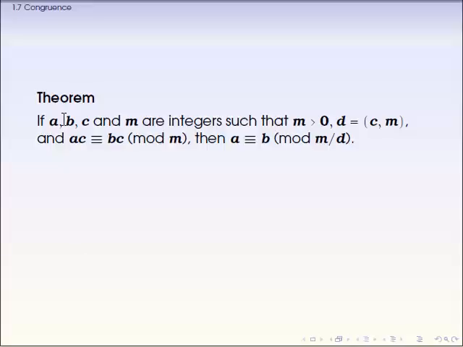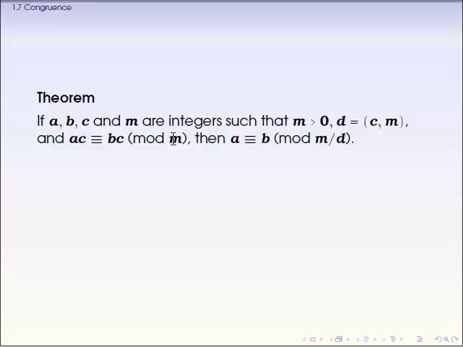Okay, let's say a, b, c, and m are integers with certain conditions, like m should be positive, and d is the greatest common divisor of c and m, and ac is congruent to bc modulo m. Then a is congruent to b modulo m over d. So it looks like we can cancel out c on both sides. Division is working with respect to c, but when you do that, you also have to divide the modulus m by d.